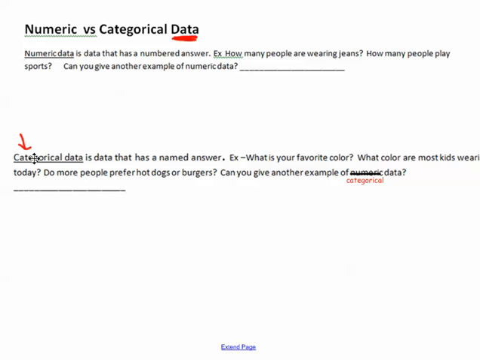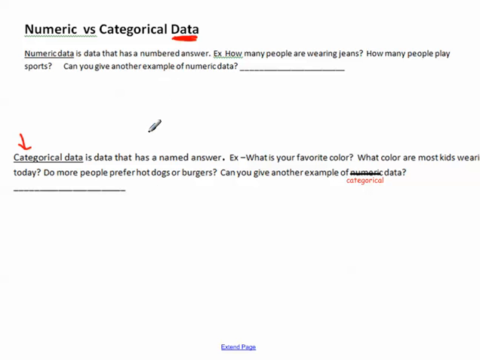Okay, so numeric data is something where someone is going to answer in a number. Categorical data, the word category is in there. So that means someone is going to answer your question as a category or a word. What's your favorite color? Red, that's a word. What color are most kids wearing? Blue. Do you like hot dogs or hamburgers? Someone would have to say a word. On your notes, make sure you cross that one part off and write categorical.